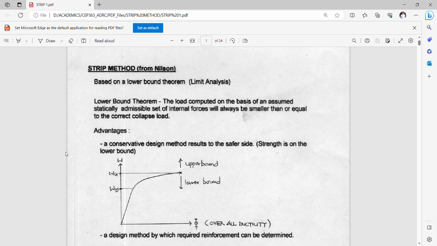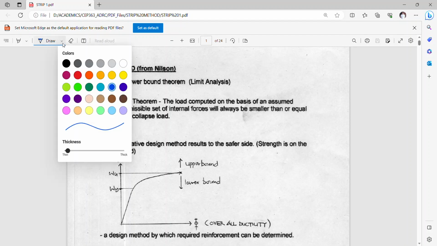Hello guys, so we're here again to discuss the continuation of the limit analysis in slabs. For this particular lecture, I would like to give you the other method for limit analysis in slab, which is the strip method.